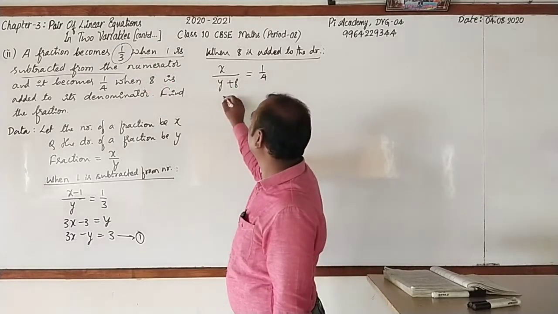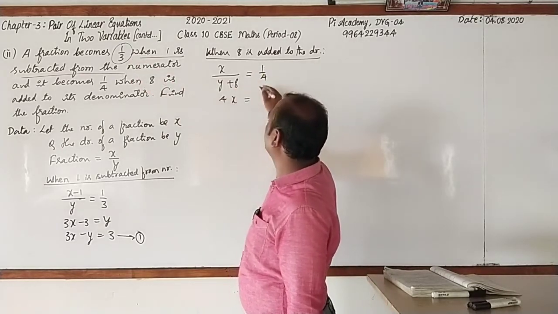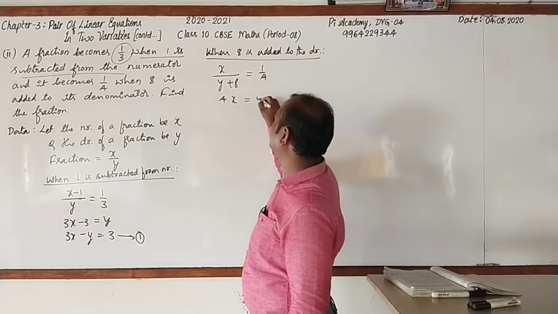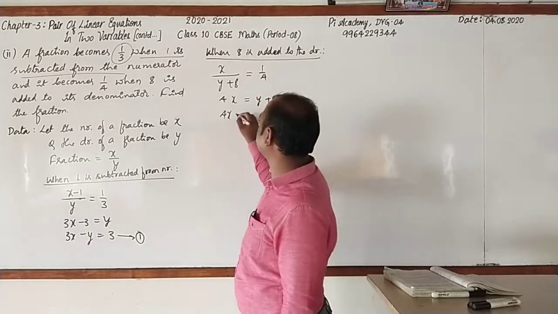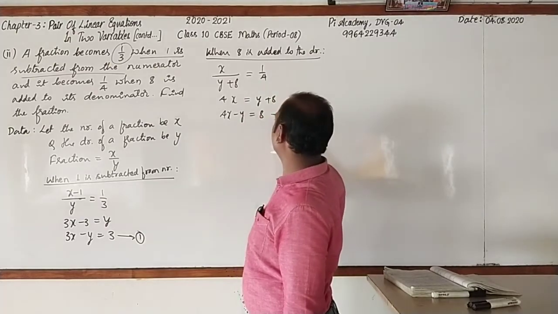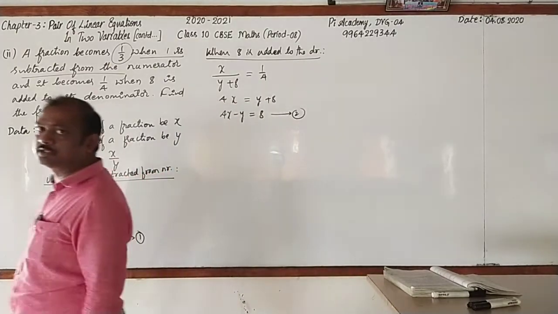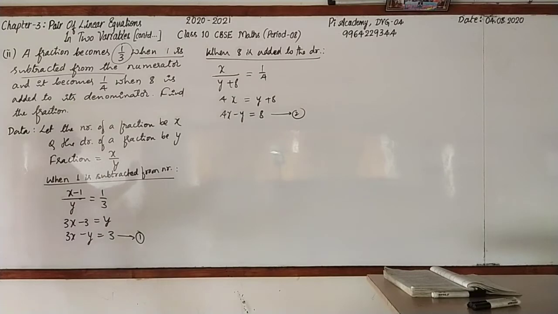Cross multiply. It is 4x equal to, cross multiply, 1 into y plus 8 is y plus 8. Then 4x, transfer y to the left hand side, minus y is equal to 8. Call it as equation 2. We have got both the equations. Now we have to check whether the solution is existed or not.